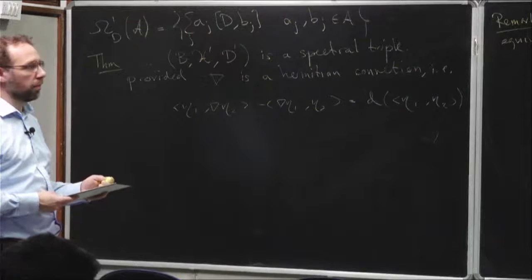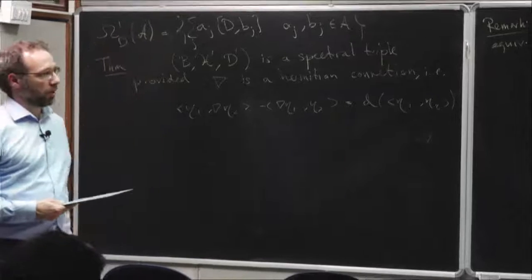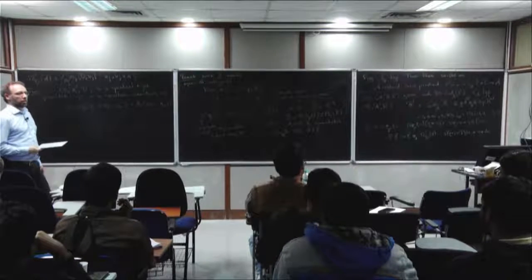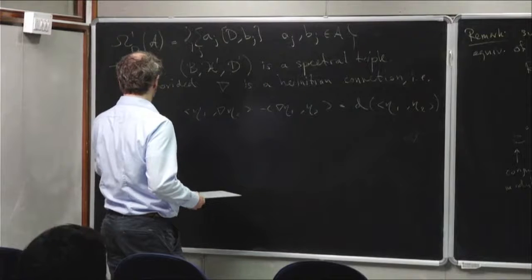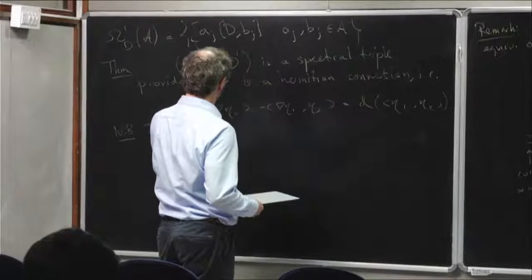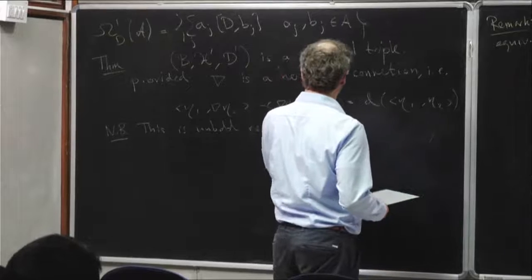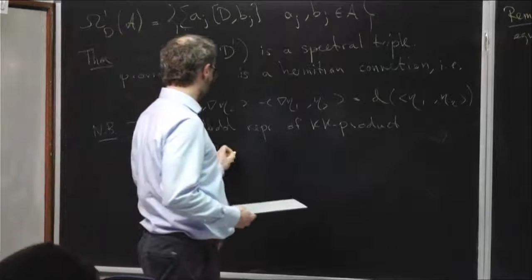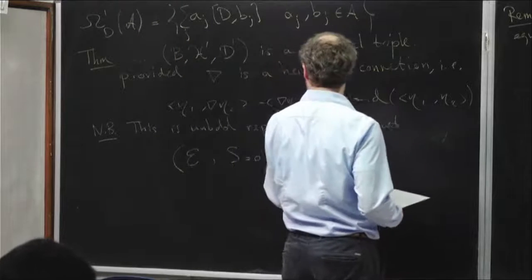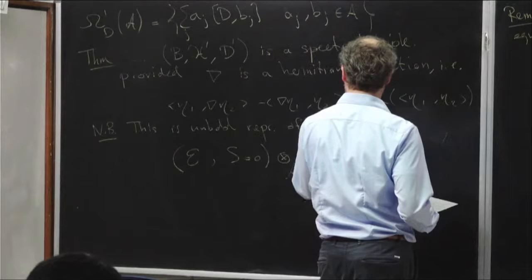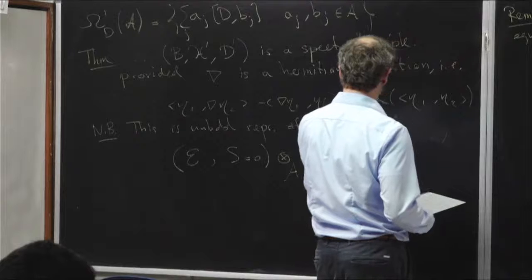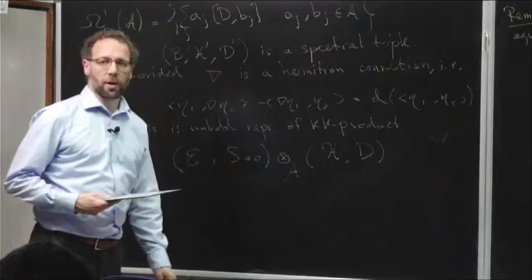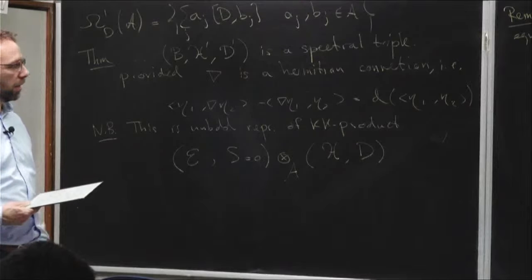Very similar to Kasparov product, right? This is a Kasparov product indeed. It's a Kasparov product with a finitely generated projective module, which represents a class with a zero operator. So this is the unbounded version, or representative, of the KK product, where I take E, and then I need an operator, which is 0 in this case, tensor over A with H and D. And this S can be taken to be 0, precisely because it's finitely generated projective. So the resolvent is compact, even though it's the 0 operator.